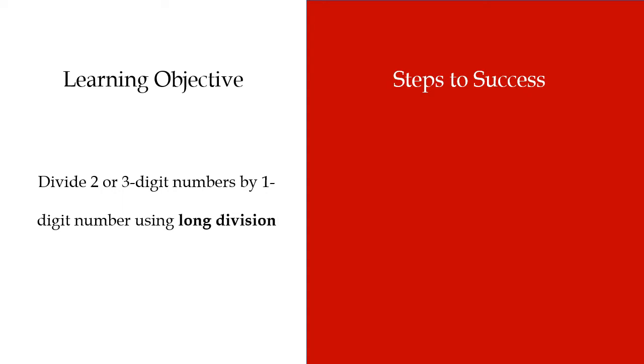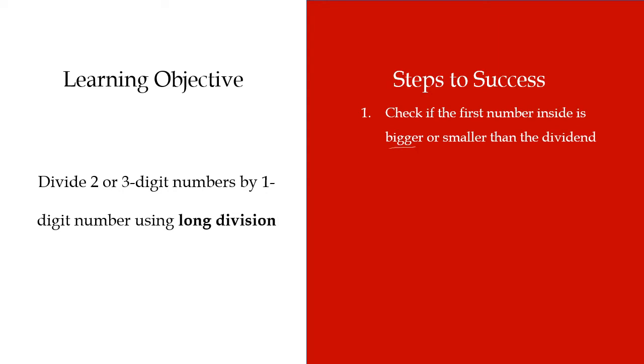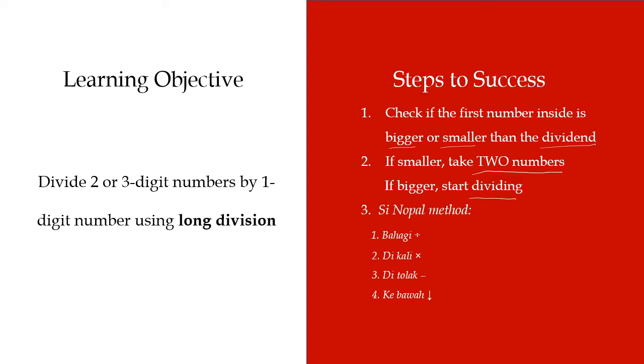Our steps to success for today: Step 1 is check if the first number inside is bigger or smaller than the dividend. I will show you what a dividend is later on. Step 2 is if smaller, take two numbers. If bigger, then start dividing. Then our last step for today is we are going to use what I like to call the Sinopal method. I will show you, or I will sing this to you later on.